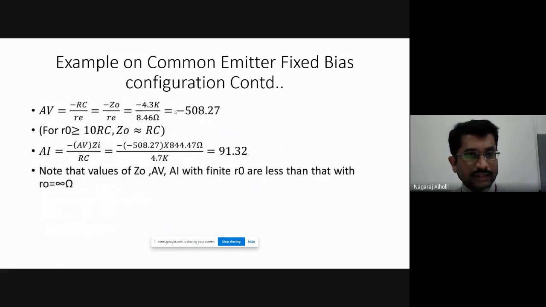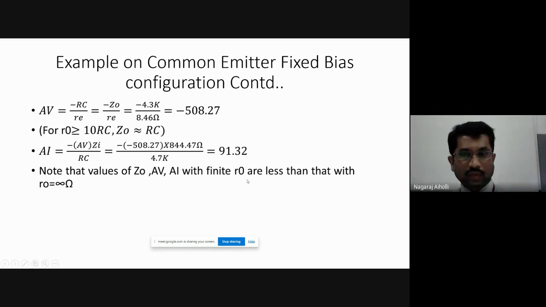Next is the current gain equation, that is minus AV into ZI by RC. The formula for current gain is minus AV into ZI by RC. That will be minus of minus 508.27 into ZI, which is 844.47, divided by RC, 4.7K. This will be 91.32.